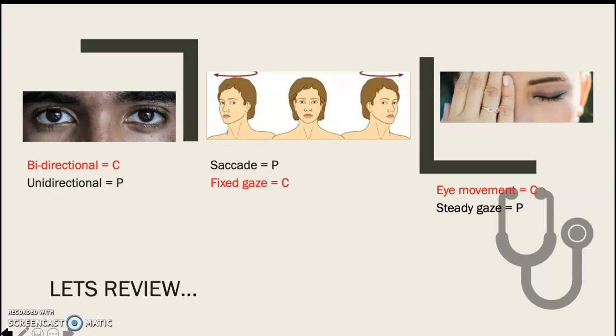This is how you interpret your results from the HINTS exam and determine if the patient needs immediate medical attention or if this condition can be treated and managed with physical therapy.